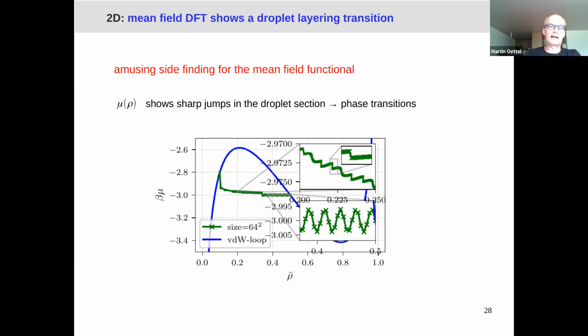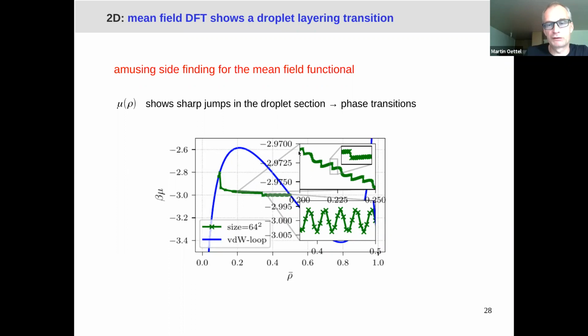Here's this amusing side finding, which is related to these undulations in the chemical potential equation of state. If we look at the problem in 2 dimensions in mean field, then we find a very peculiar transition, and we call this the droplet layering transition. So look at the mu equation of state here. Again, this is the sequence of a drop in 2 dimensions going over to a planar interface. So there's no cylinder here. These are the undulations, the oscillations due to the constrained planar interface.